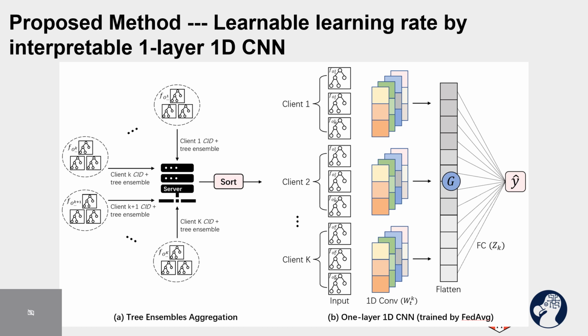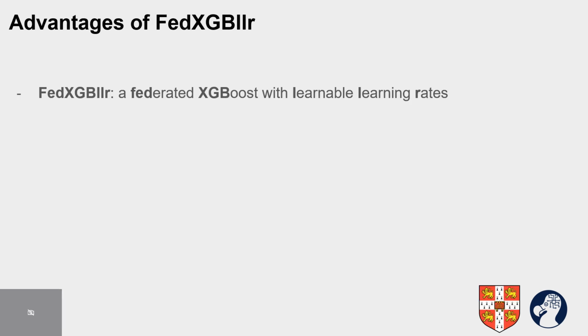It is worth noting that the clients only build XGBoost models at round 1, and the aggregated tree sample is fixed after round 1. For the federated training of the one-layer 1D CNN, the protocol follows the standard FedAvg algorithm, and we use federated averaging here. The trained global federated XGBoost model consists of all clients' locally trained XGBoost tree samples and the globally trained one-layer 1D CNN. We name our framework FedXGB-LLR, which means a federated XGBoost with learnable learning rates.